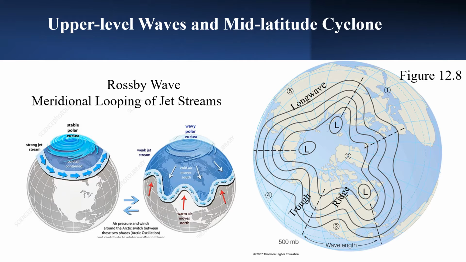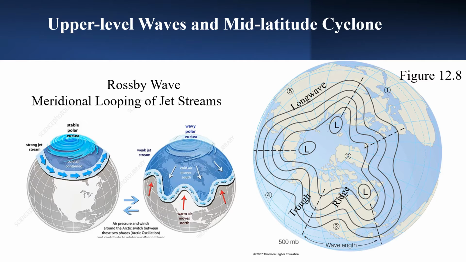If we examine an upper level chart that shows almost the entire northern or southern hemisphere, such as you are watching in this picture, the waves appear as a series of troughs and ridges with a significant amplitude that encircle the globe. The distance from trough to trough, or from ridge to ridge, is known as wavelength. When the wavelength is on the order of many thousands of kilometers, the wave is called a long wave.